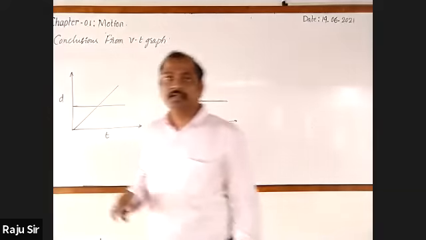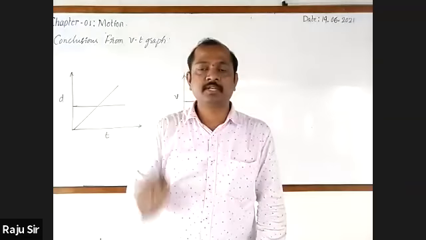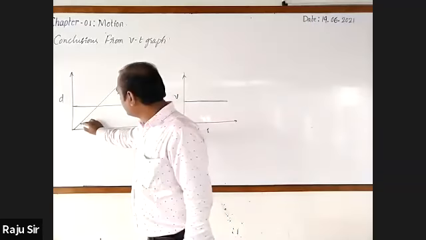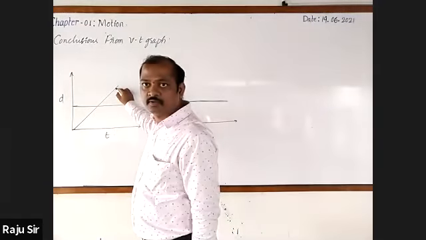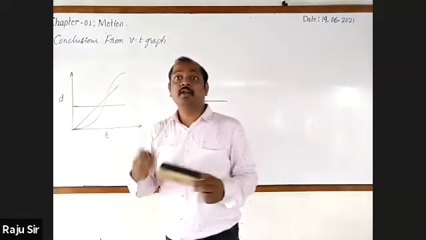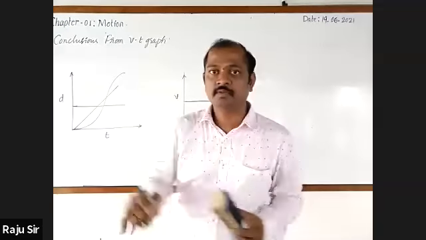What does this straight line indicate? Body moving in a uniform straight line motion, uniform velocity. I have given a chance to Precious. What does this straight line indicate? Uniform motion, or uniform velocity? What do you say about this? Non-uniform motion, or non-uniform velocity?